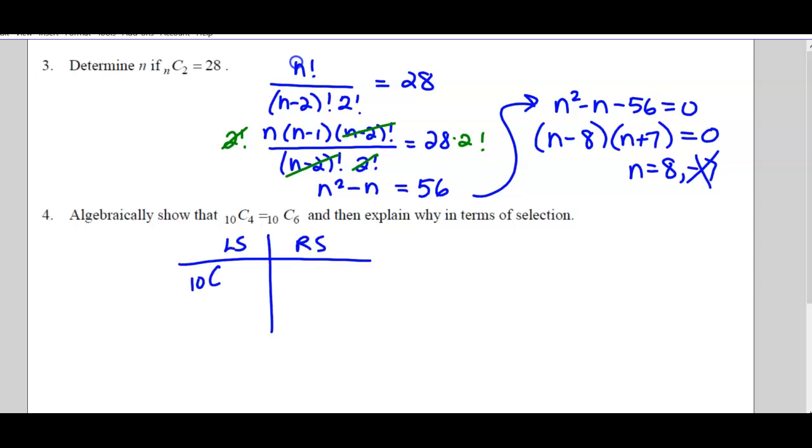So 10C4, what is that? The long way is 10 factorial over 6 factorial, 4 factorial. And then obviously you can figure the value out. The right side is 10C6. That's 10 factorial over 4 factorial, 6 factorial, which is the same. Order in the denominator doesn't matter, right? So those are equal.